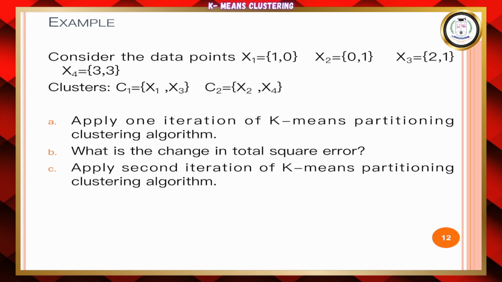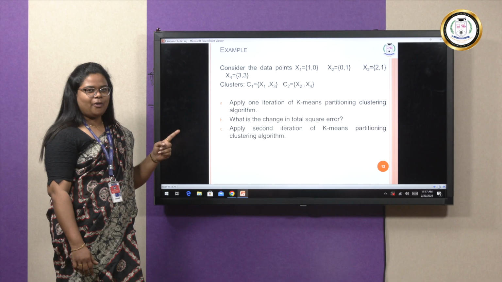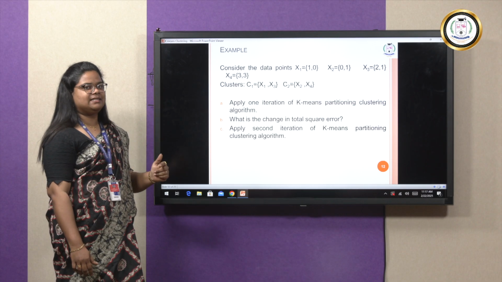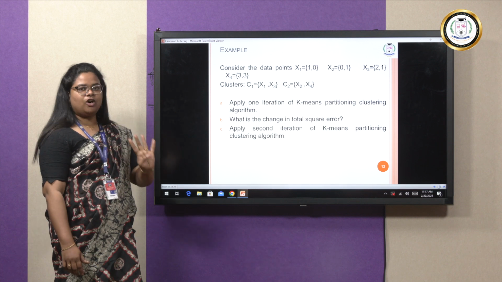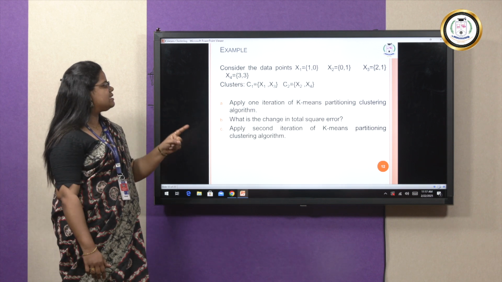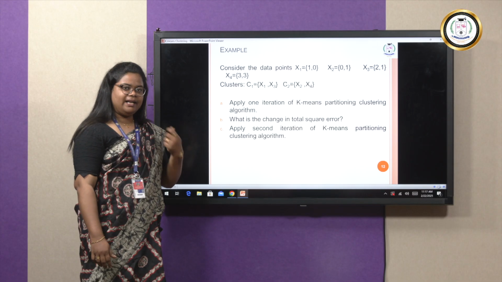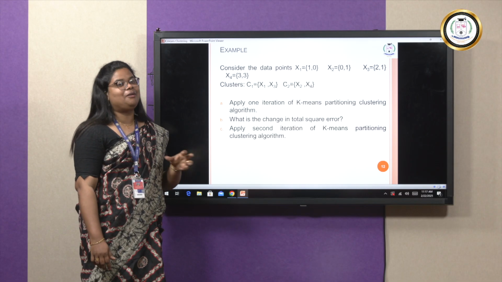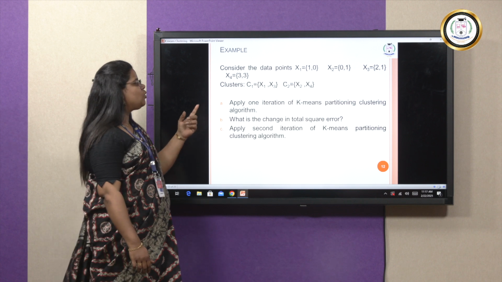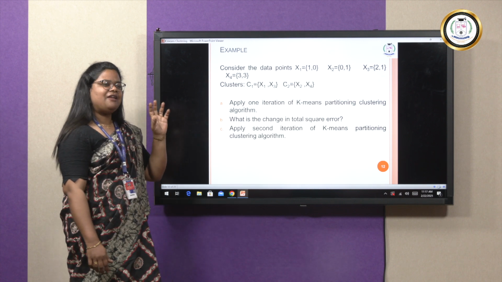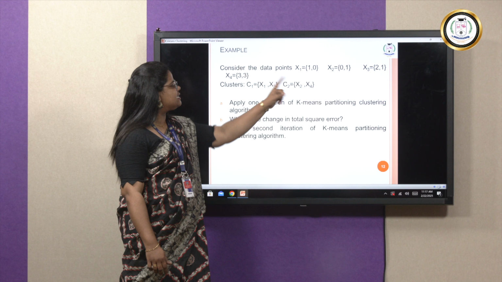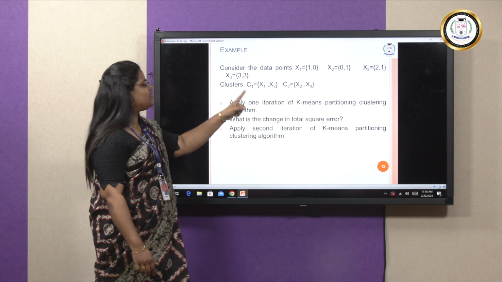In this example, we have 4 data points. Data points are nothing but the data items in the data set. So the data set considers 4 objects, x1, x2, x3, x4. x1 has the value (1, 0), x2 has the value (0, 1), x3 has the value (2, 1), and x4 has the value (3, 3). As I already said, the clusters can be randomly picked. Here we consider 2 clusters, cluster 1 and cluster 2, and we have randomly picked x1, x3 as cluster 1 and x2, x4 as cluster 2.